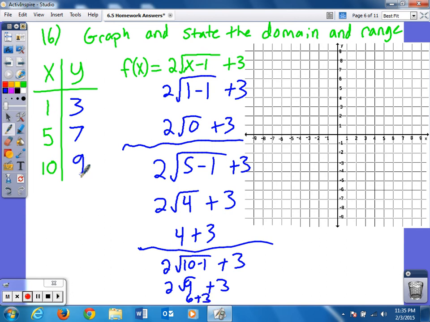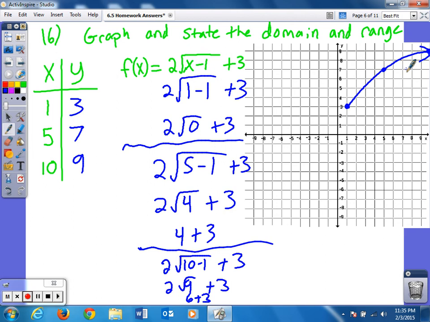Let's plot those 3 points. 1, 3 is right here. 5, 7 is right here. And then 10, 9 right there. And then we'll draw the function along that curve.